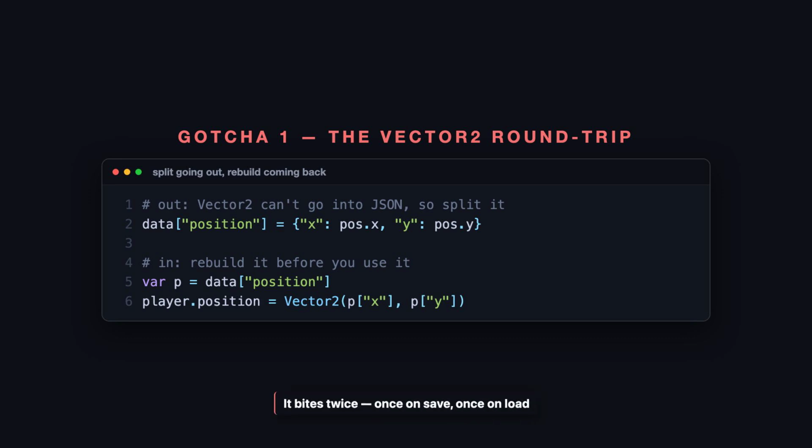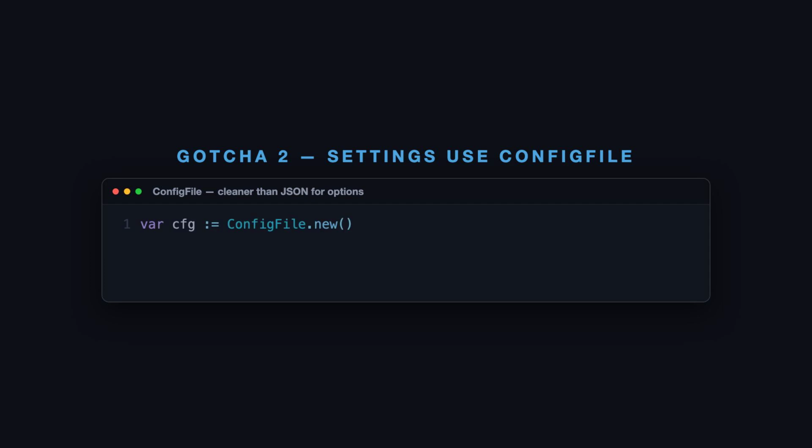Let's nail the gotchas that turn a working demo into a shipped feature. Three quick ones. First, that Vector2 again, because it bites twice. Going out, you split the position into x and y before saving. Coming back in, you have to rebuild it, read x and y from the dictionary and construct a fresh Vector2 to drop the player back exactly where they were. Split on the way out, rebuild on the way in.